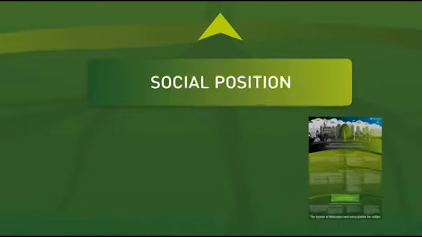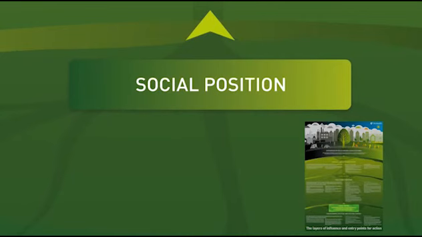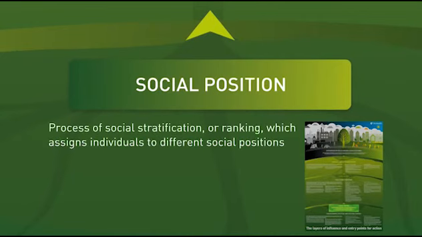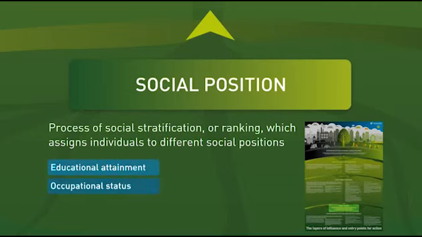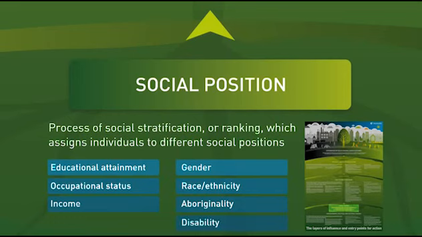The socioeconomic, political, and cultural context creates a process of social stratification, or ranking, which assigns individuals to different social positions. The process results in the unequal distribution of power, economic resources, and prestige. Key markers of social position include educational attainment, occupational status, income, gender, race or ethnicity, aboriginality, and disability.